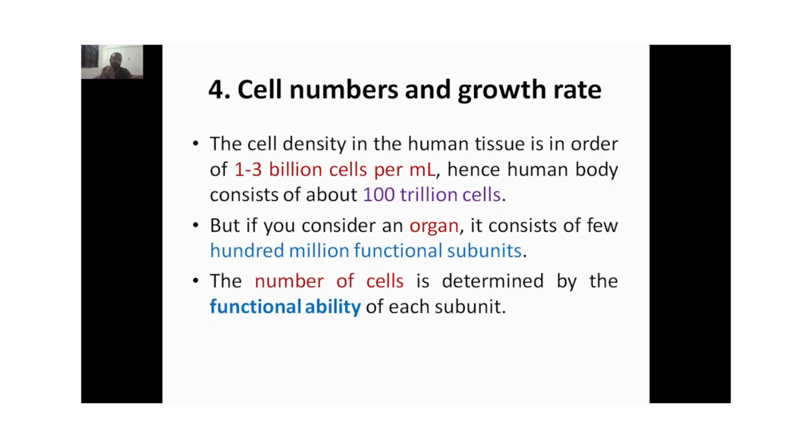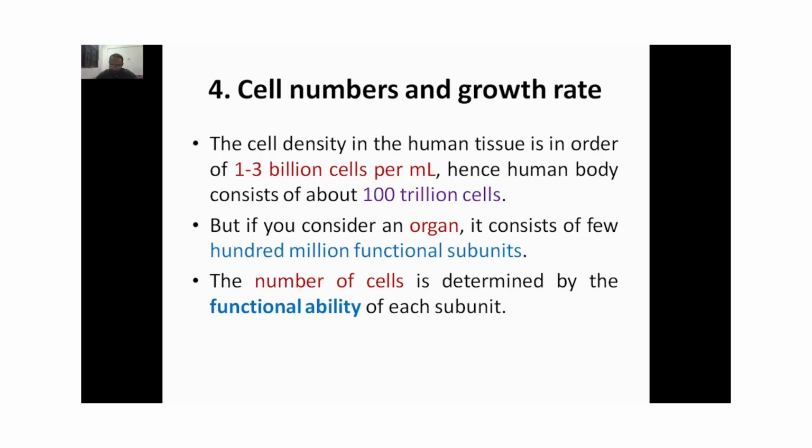Take for example the liver. The liver will obviously consist of some million functional subunits. The same goes for the brain and the kidney. The number of cells is determined by the functional ability of each subunit. For example, the functional subunits of the kidney are nephrons, so we take the count of the number of nephrons in the kidney. Here the functional ability is to purify the blood.